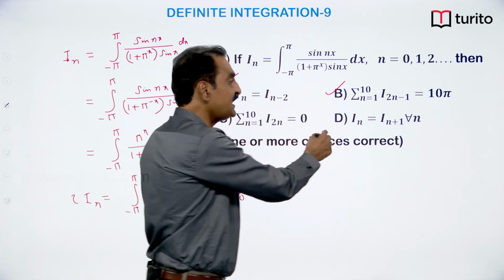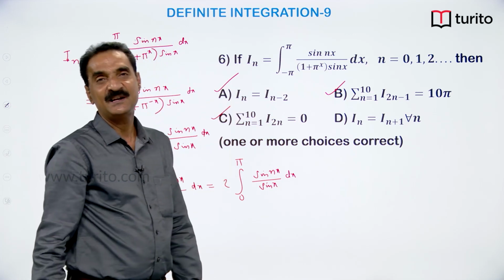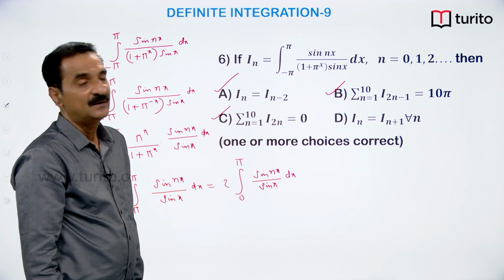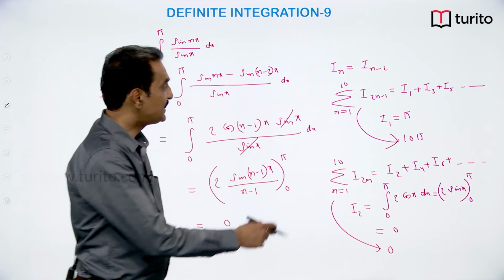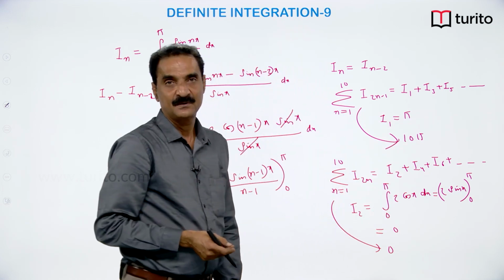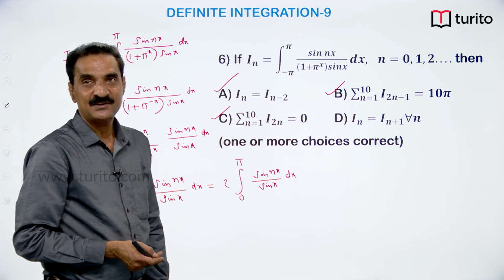Next option is In is equal to In plus 1. Obviously it is wrong, because already we have proved that In is equal to In minus 2. And also we observe that I1 is not equal to I2. So the fourth option is wrong. Let us proceed to the next question.